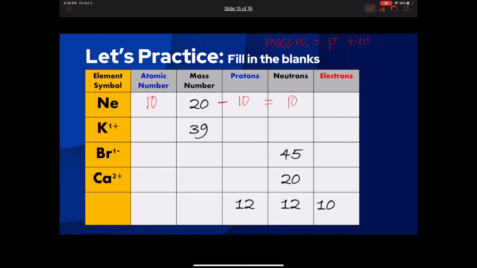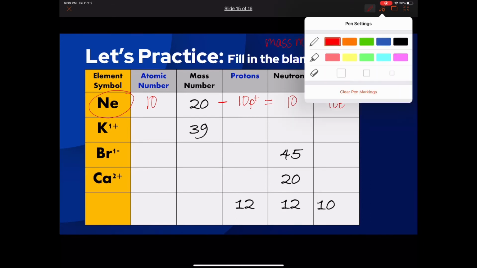Now this is a neutral atom of neon. How do I know that? Because there's no charge associated with the symbol. So that means because we have 10 positively charged protons, this neutral atom of neon will also have 10 negatively charged electrons.